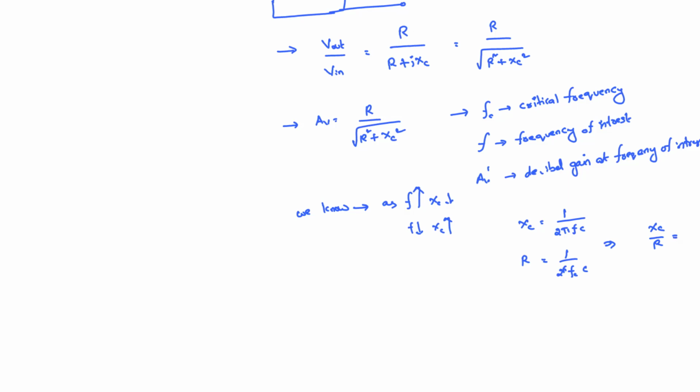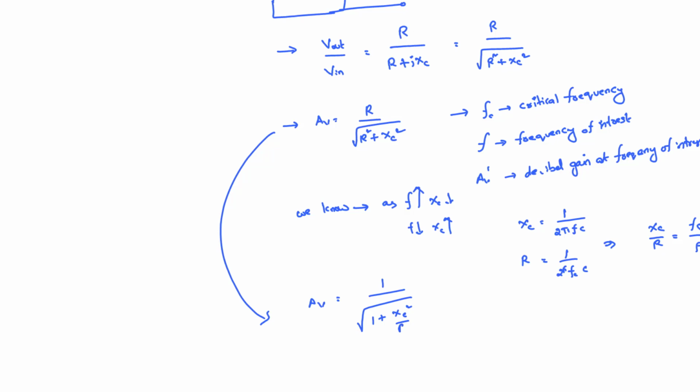So I wanted to find out the ratio of Xc to R. I can simply say that it is fc by f. So let me substitute that value into the gain. Our gain is Av is equal to R by square root of R square plus Xc square. Now when I divide R in the numerator and denominator, I'll get 1 divided by square root of 1 plus Xc square by R square.